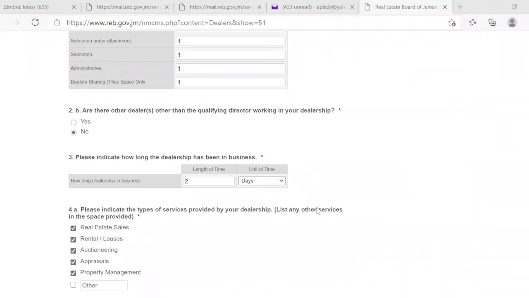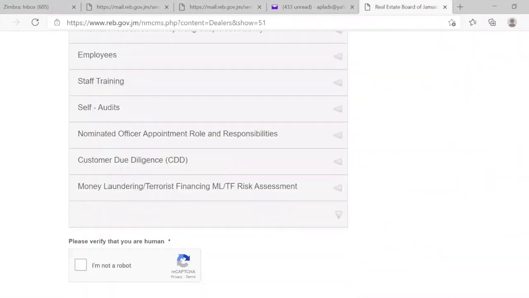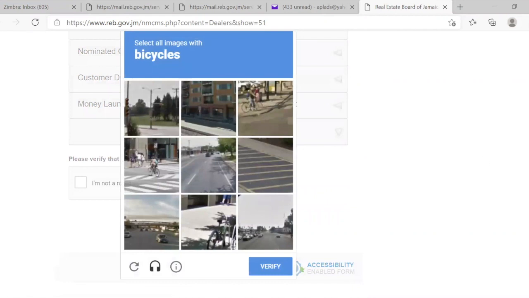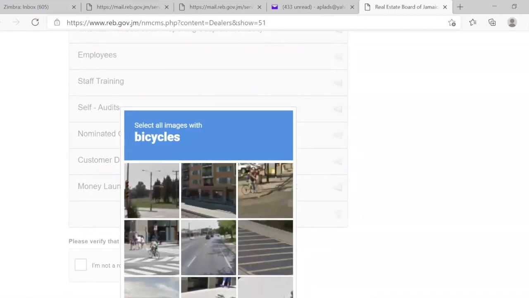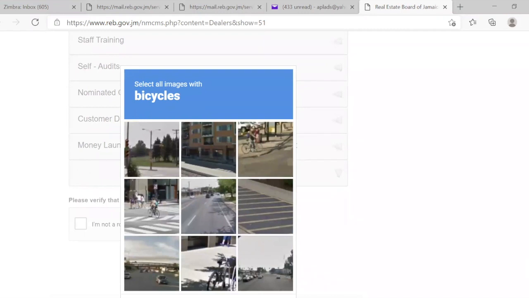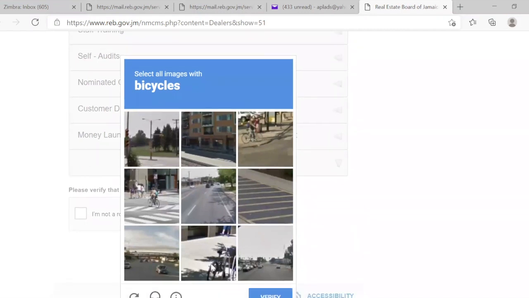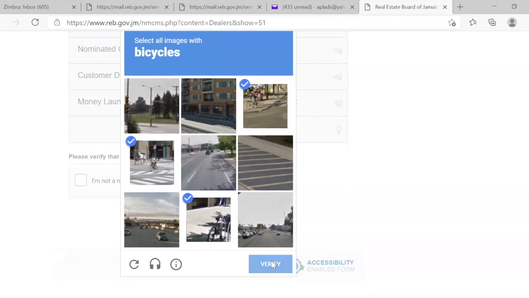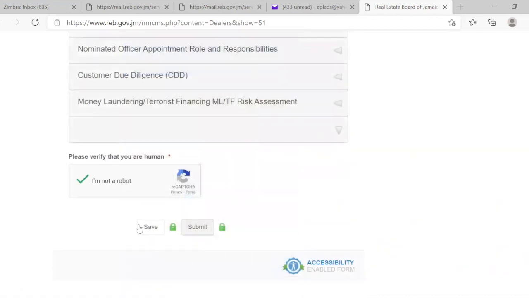So I just want to quickly add the correct way of saving the form. So basically you scroll down to the bottom of the form here, scroll right down. And as I said before, you indicate that you're not a robot. You click on that section there and follow the instructions. Select all images with bicycles. These are the images. Then you select verify, and it verifies it. And then you click on save.